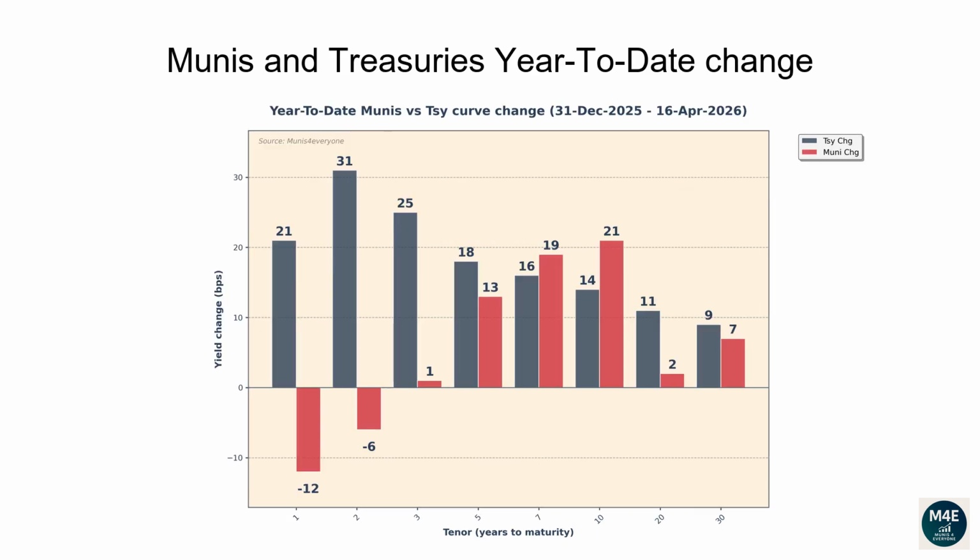This graph is similar to the previous one, but instead of showing how interest rates have moved versus the prior day, they show how much they have changed since the end of the previous week. The current bar plot shows how Muni and Treasuries have changed year to date.